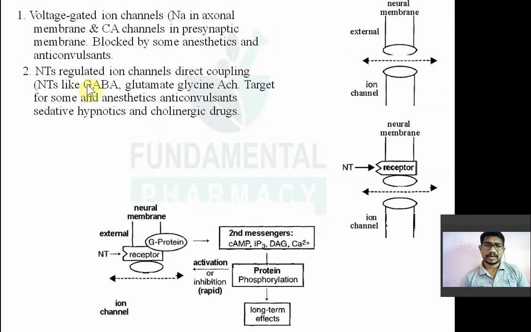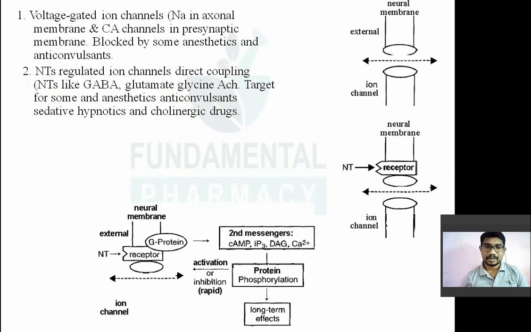Then neurotransmitter regulated ion channels. So direct coupling, like neurotransmitters GABA A, glutamate, glycine, acetylcholine, is the target for the second type of ion channel. Neurotransmitter regulated ion channels means, for example, gamma aminobutyric acid, which is the inhibitory neurotransmitter in the brain. It will be released from the synaptic vesicle, go to the postsynaptic cell, and interact with its receptor, GABA A or GABA B. So GABA A is a chloride gated ion channel. That is an example.